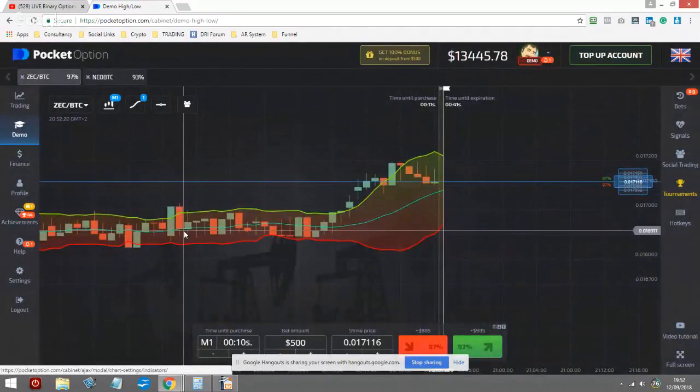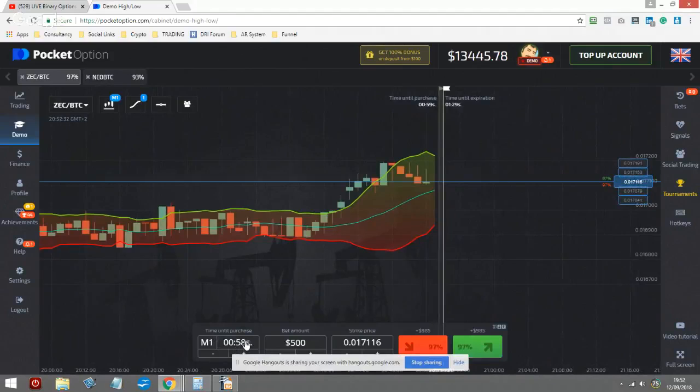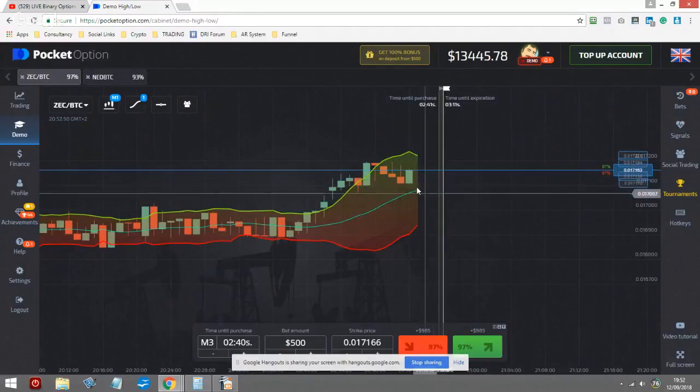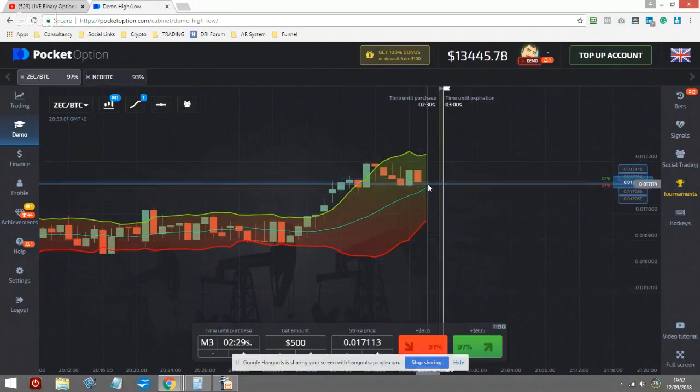The other thing that I forgot to mention is really important is the time period here. It says time until purchase, ignore this clock, okay, but this M1 here is really important. If you click on that, you can see that you can change it from 1 minute, 2 minutes, and 3 minutes. If we click on the 3 minute, you see how that line moved? That would mean that I would place a bet that would last for at least 3 minutes. Now, at the moment, I'm only trading 1 minute candles because I don't want to wait too long for a decision to be made whether the price was good or the price was bad.